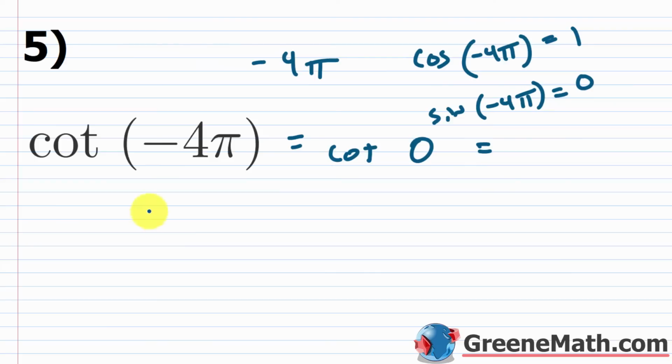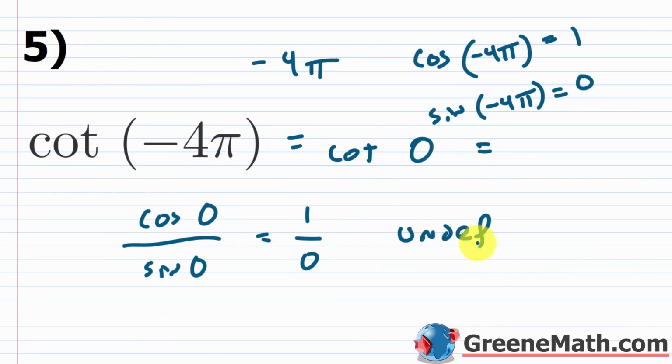So this is equal to your cosine of 0 over your sine of 0. And this is going to be 1 over 0. So 1 over 0 is undefined. So we're just going to say that this is undefined. And that's the answer you would want to give.